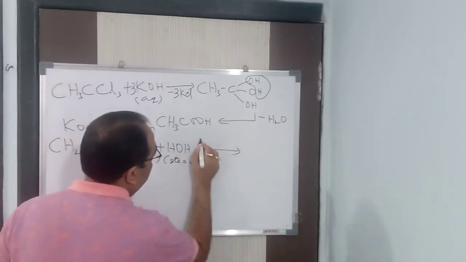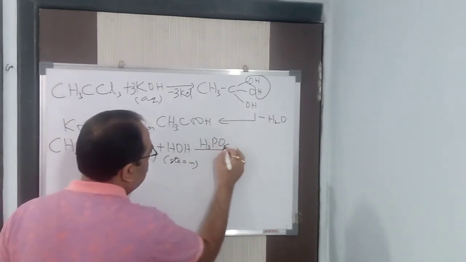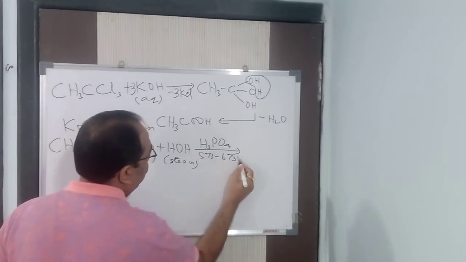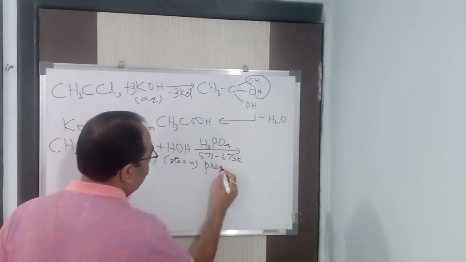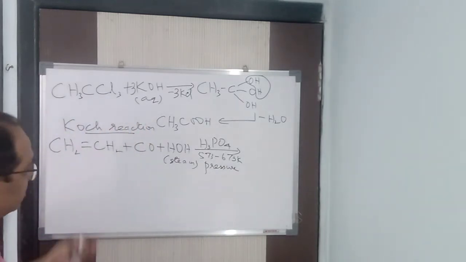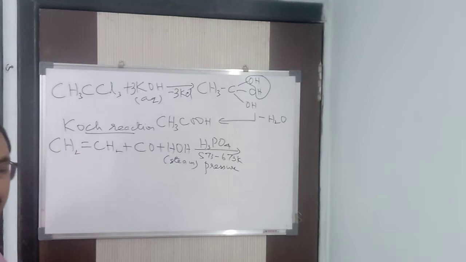The condition is H3PO4, which acts as a catalyst. Temperature is 573 to 673 Kelvin under high pressure. All these conditions you have to give. What will happen? An addition reaction is definitely going to take place, because alkenes undergo electrophilic addition reactions.